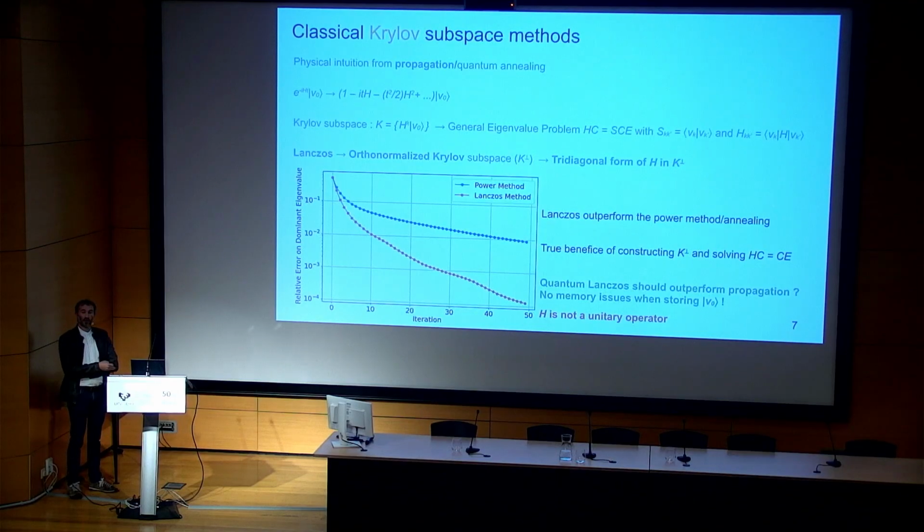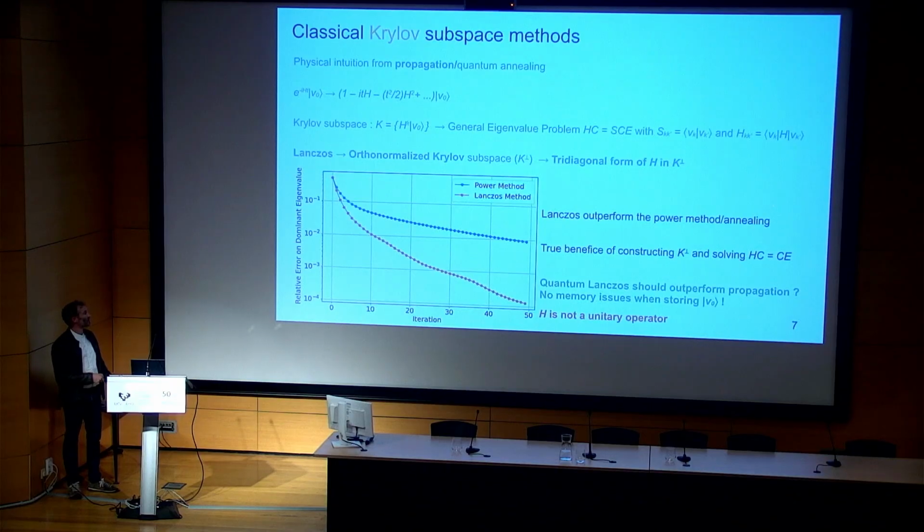And with a quantum computer, you have no problem of memory issues, since to encode a vector V0 having an exponential number of coefficients, you just need a linear number of qubits. The main problem is that, as I said at the beginning, on a quantum computer you encode unitary matrices. The Hamiltonian has many properties, it is Hermitian in particular, but it is not unitary. So you cannot directly encode each operation that you need to construct the Krylov subspace on a quantum computer.